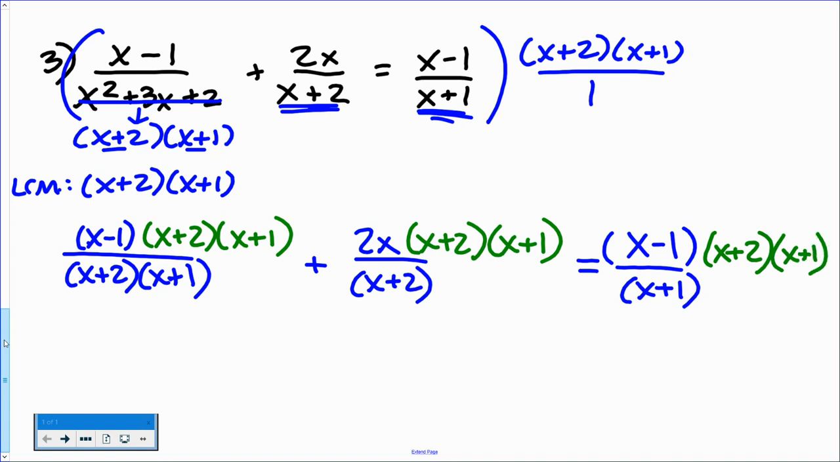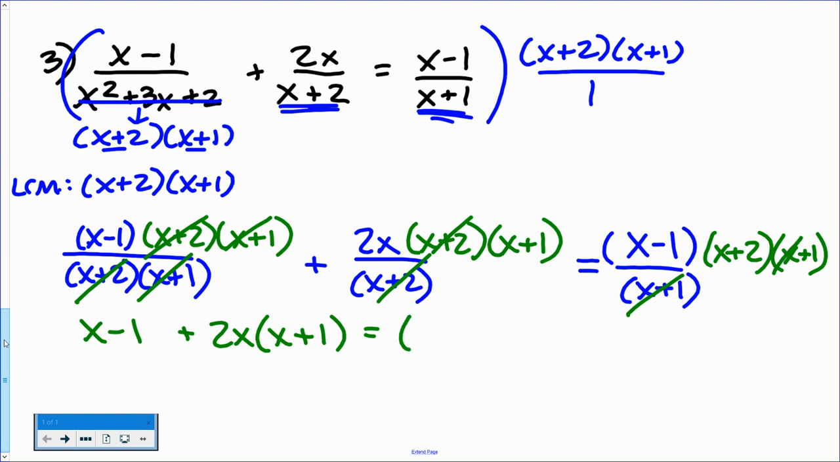So what I have in blue is the original problem. What I have in green is what I'm multiplying every single term in my equation by. Okay, I don't want to truly multiply it out. I did that so I could eliminate every denominator that I have. And now I'm left with x - 1. I can eliminate those x + 2's, and then I'm left with 2x times (x + 1). I can eliminate these x + 1's, so I'm left with (x - 1) times (x + 2).